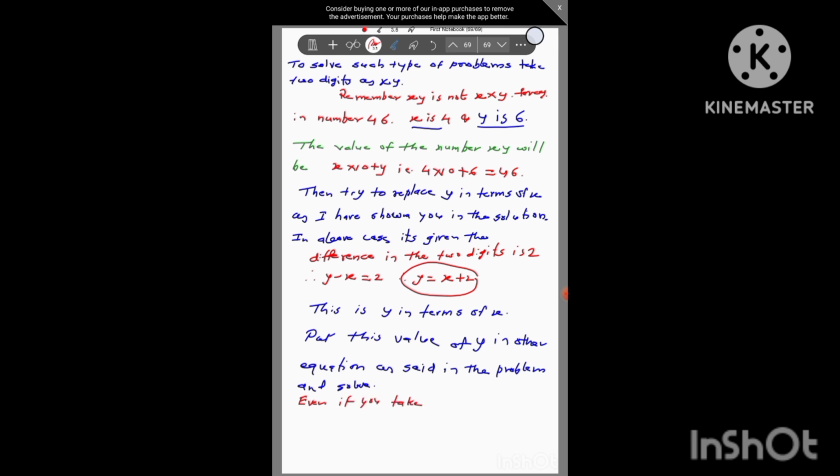How will you know that y is bigger? Y minus x equal to 2. If you want, you can try with x minus y equal to 2. You will get the answer.